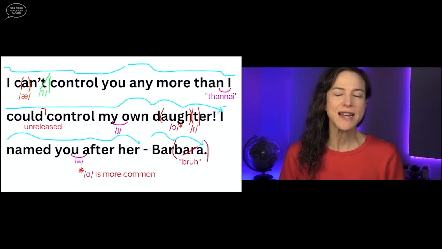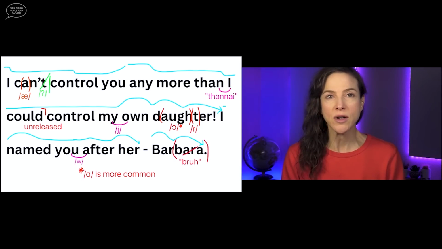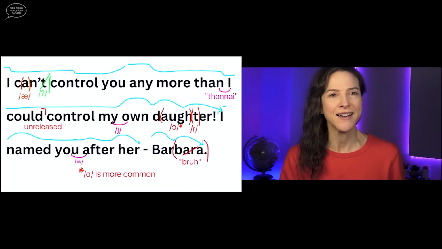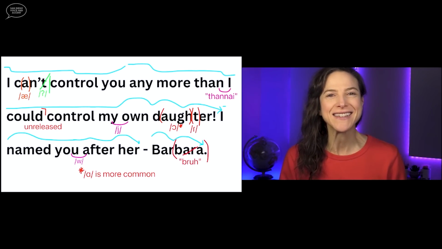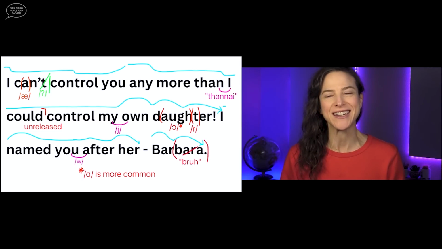So she starts kind of high on "I," and then she goes down: "I can't control you any more than I could control my own daughter." So again, she has this da-da-da. This kind of up and down waviness to her intonation. And it's just something unique to that character. So I kind of like it here. I don't think she's done it too much. I kind of like what she's done here.